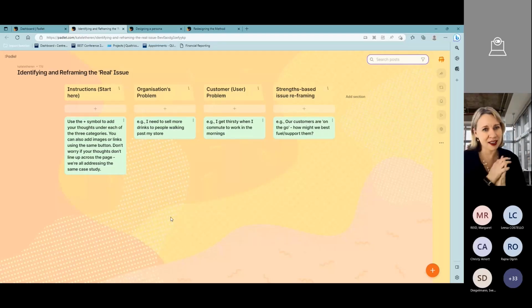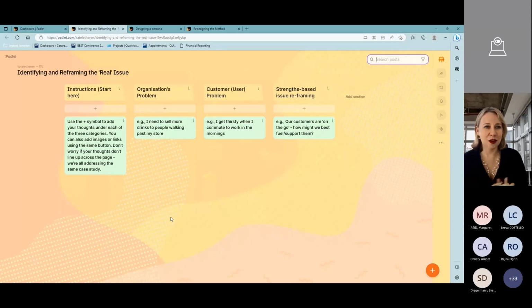So I've started with a marketing example because it's a good way to get started thinking about this. If I were someone selling soft drinks by the side of the road, I might say, I need to sell more drinks because people are walking past my store and they're not coming in. That's my problem. That's not the problem of the customer out on the street. The customer problem might be, I get thirsty when I'm commuting to work in the mornings. So our strengths-based issue reframing might be, our customers are on the go. How might we best fuel them? How might we best support them?